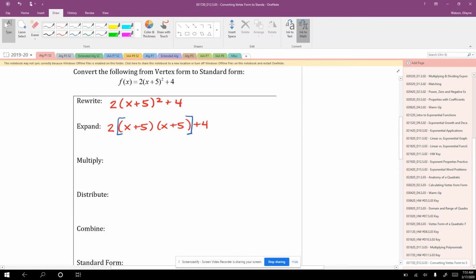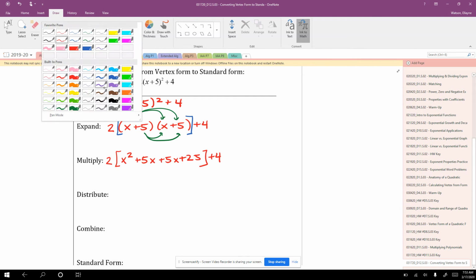So we learned two different methods to do it. The first method was just to distribute, like so, each term. I'm going to show both methods on this problem. So if I were to do that, I would get 2x squared plus 5x plus 5x plus 25. And then don't forget the plus 4 out there.